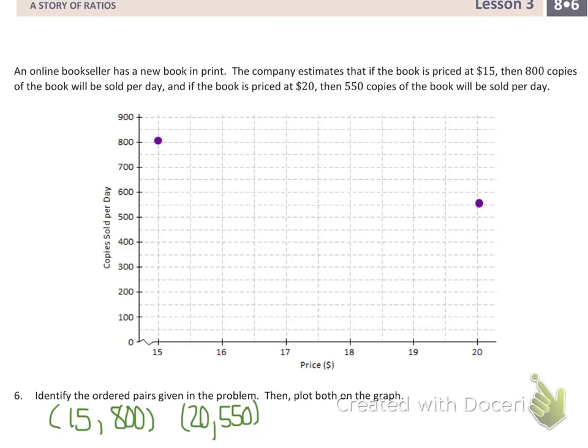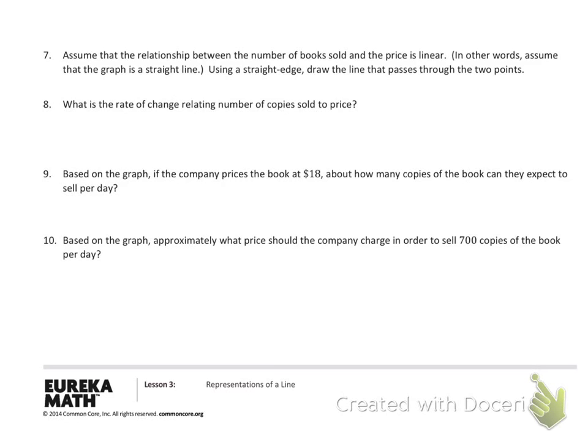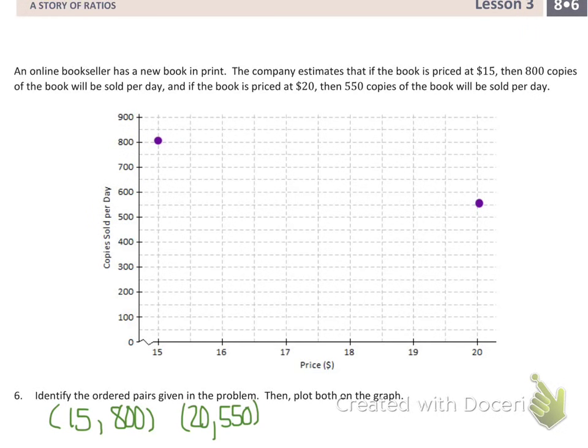Okay, so we have to be switching back and forth here. Assume that the relationship between the number of books sold and the price is linear. So we're going to assume that it's a linear model here. The graph will be a straight line, so we'll go ahead and draw that graph on here, starting at that point and ending right there. So that would be our linear model.